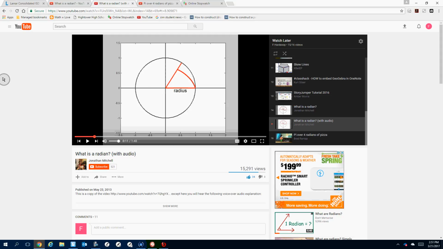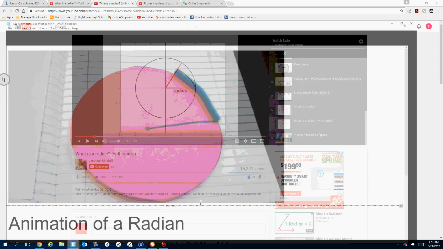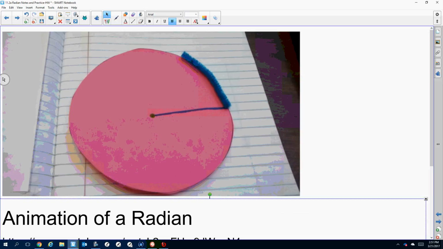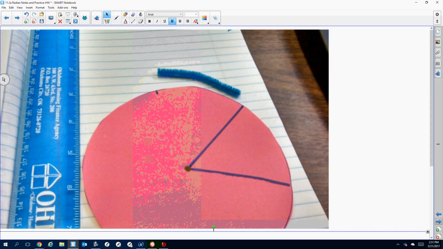What I want you to do, I'm going to have this playing. So, do me a favor. You have your piece lined up on your circle? Put a tick mark to show where it ended, where it stopped. Okay? And then, when you do that, go ahead and draw a line to create that radian piece. Because a radian piece is equivalent to the length of the radius.